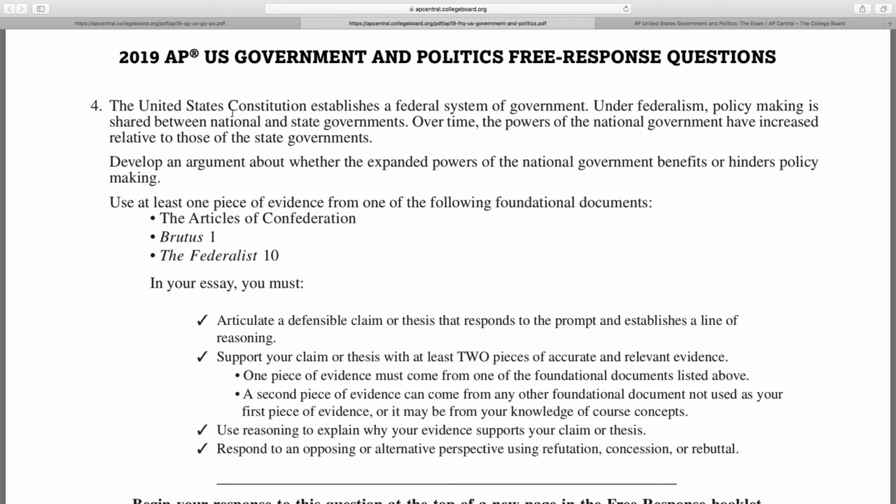All right, so let's take a look at this one. The United States Constitution establishes a federal system of government. Under federalism, policymaking is shared between national and state governments. Over time, the powers of the national government have increased relative to those of the state governments. Develop an argument about whether the expanded powers of the national government benefits or hinders policymaking. Use at least one piece of evidence from one of the following foundational documents: Articles of Confederation, Brutus 1, Federalist 10.